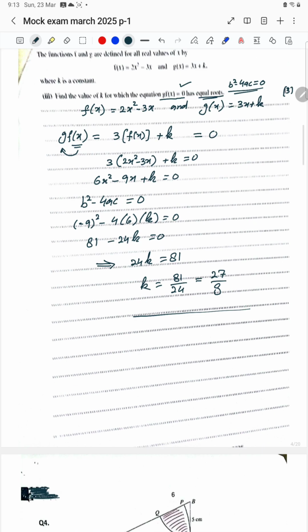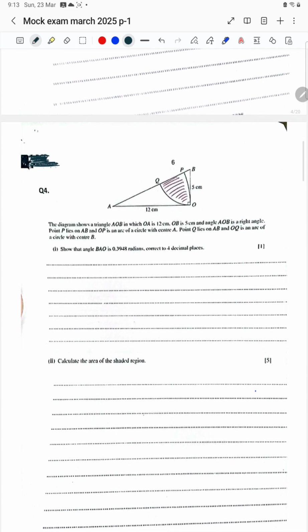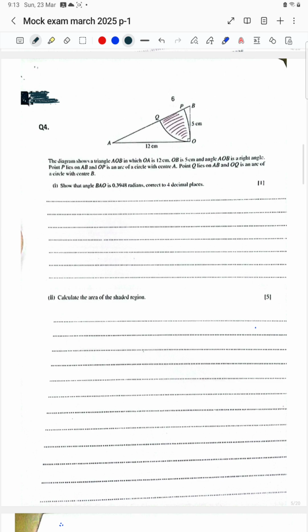A simple question. Okay, now come to this question. This is taken from the circular measure. Here it is given, the diagram shows a triangle AOB in which OA is 12 centimeter, OB is 5 centimeter, and AOB is a right angle. It's given, right? It's a right angle. Point P lies on the arc AB of a circle with center A.